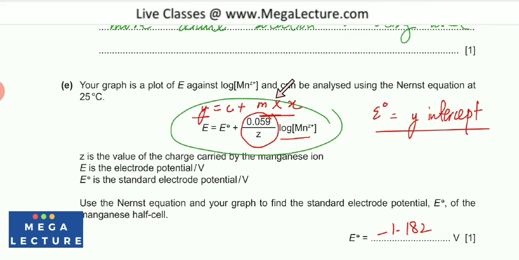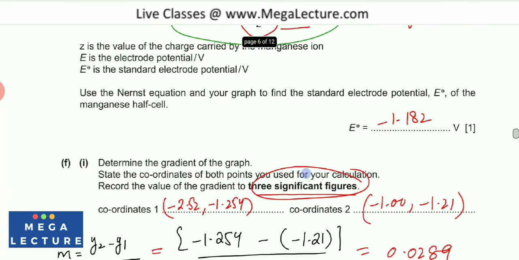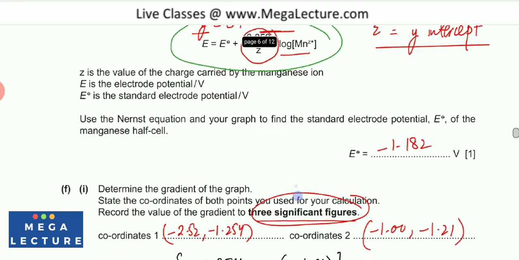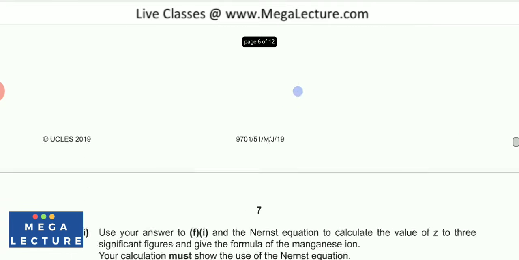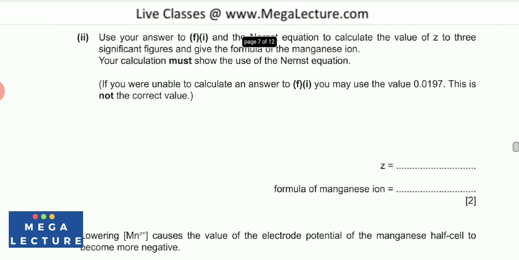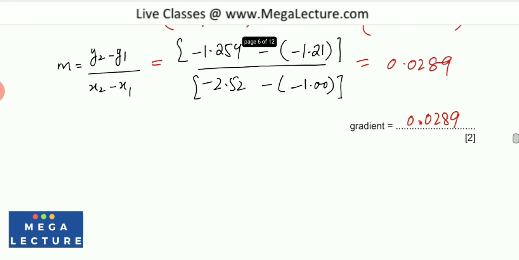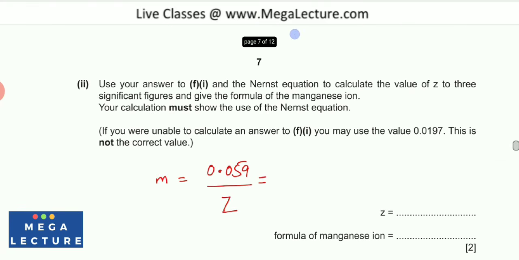We have the m. We have the gradient. So I'm going to use this 0.059 divided by Z, and I'm going to make it equal to the gradient that we just calculated over here, which is 0.0289. So let's have a look. 0.059 divided by Z, and that is basically our m in the equation. And the m that we calculated was 0.0289, which we just did.